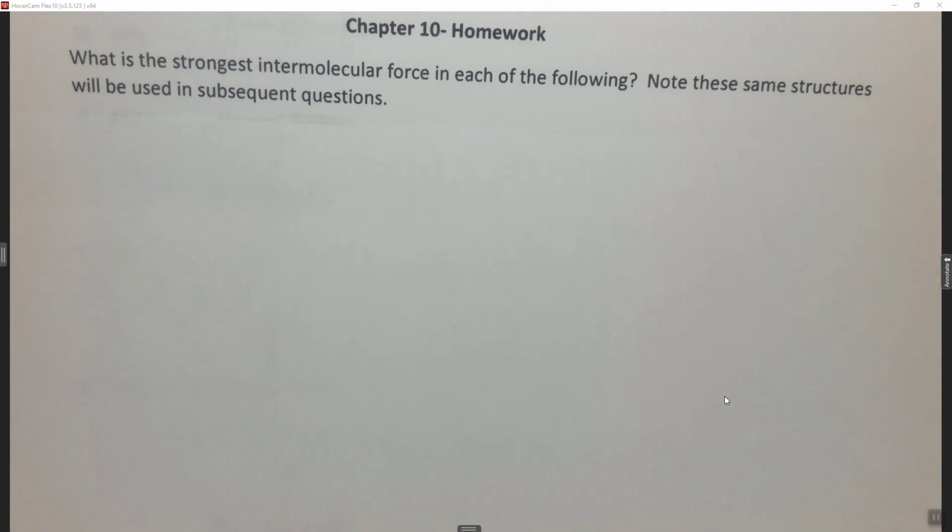Hi everyone. So to answer this question, which is: what is the strongest intermolecular force in each of the following? Then it gives us some structures, and on yours it won't give the Lewis structures. Okay, you have to first write Lewis structures.